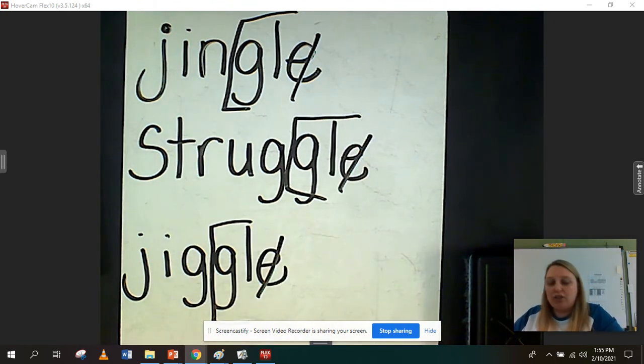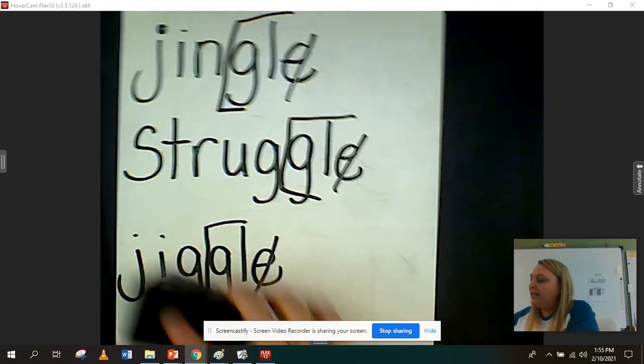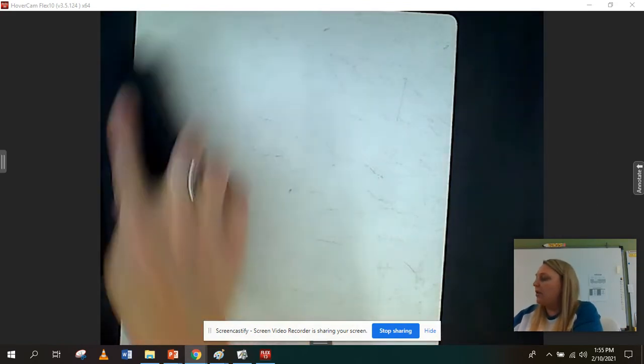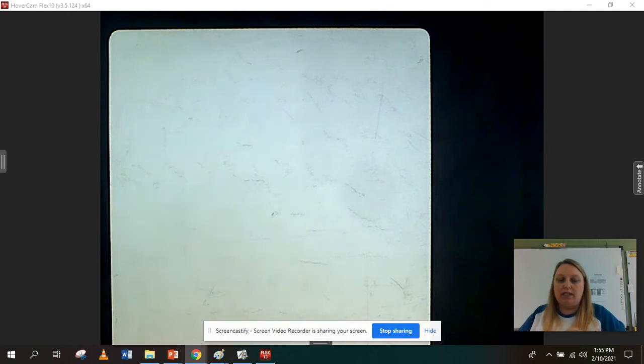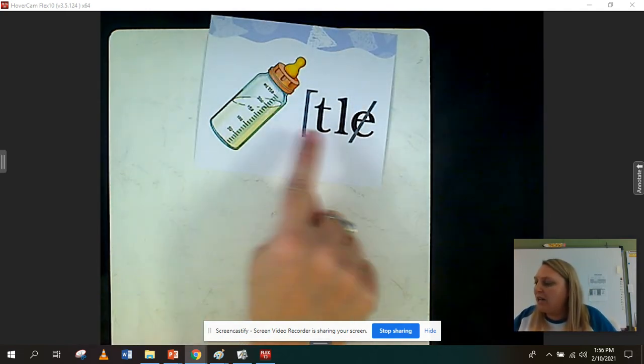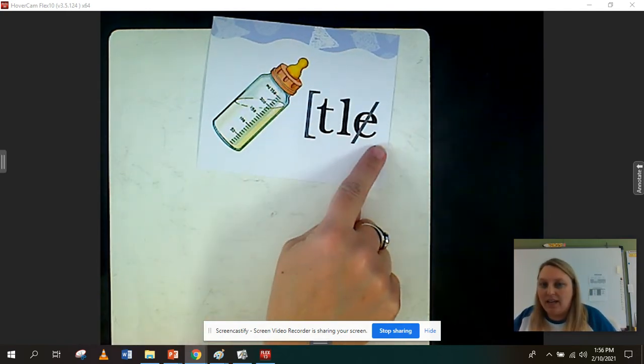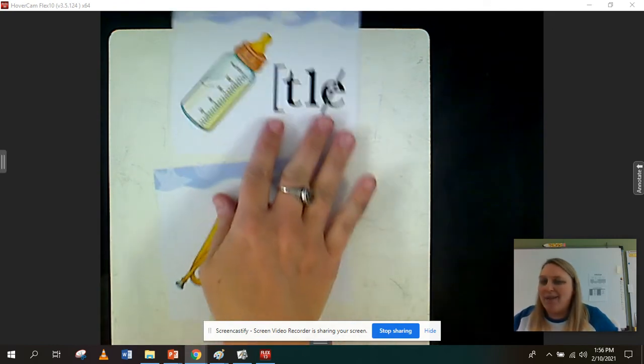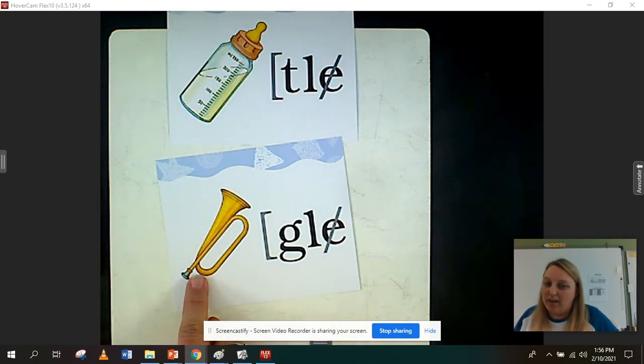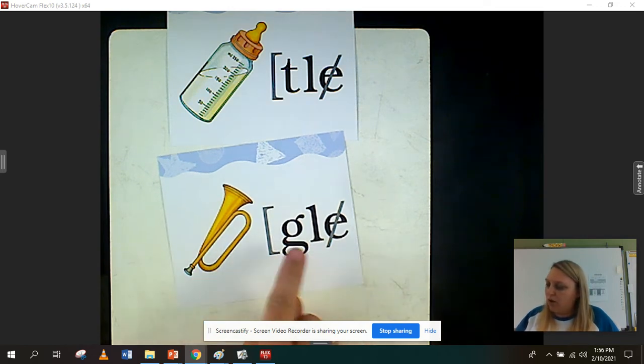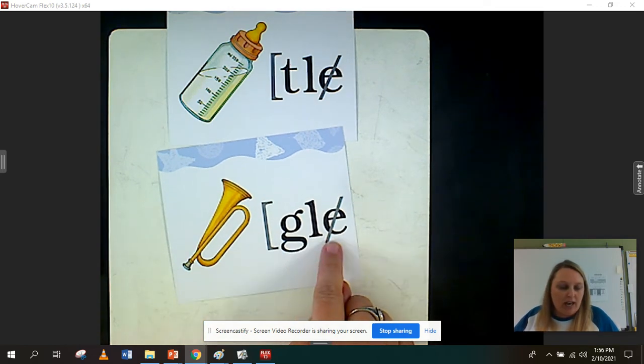All right, so we have 2 picture cards to help us remember those final stable syllables. We have a bottle with the T-L-E, and I bet you guys were going to say this is a horn, but the official name of this is called a bugle. Bugle. And so we have G-L-E.